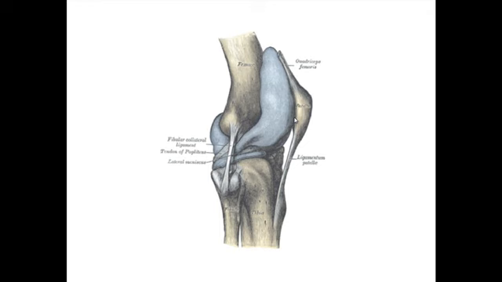So that results in the structures of the ACL and the PCL, which we'll get to here in a minute, becoming intracapsular. So they're inside the capsule, but they're extrasynovial. And if the synovial fluid is what provides nutrients to structures, with the ACL and PCL being extrasynovial, their opportunity for blood supply and nutrition is fairly limited.